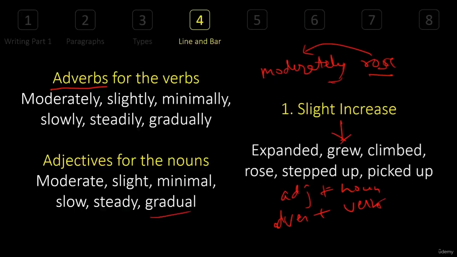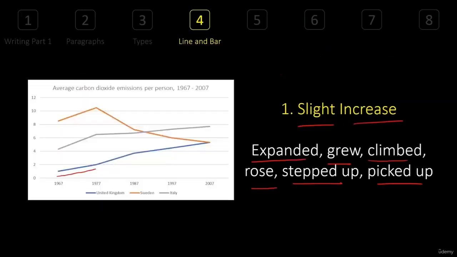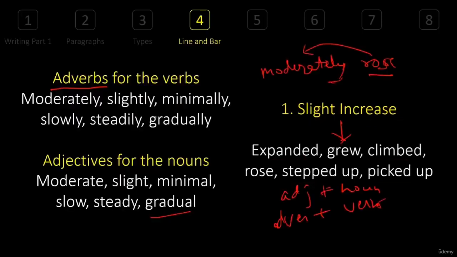In this case, if I want to use, let's say, gradual, I'm going to say gradual increase or gradual rise. That means the rise overall, this is a rise as a noun. So there's a gradual rise rather than saying it rose gradually. That is an adverb. Okay, so you get the difference. You can use any of these. It's up to you, you can interchange sometimes. But in order to show slight, you have to use these adverbs and adjectives.